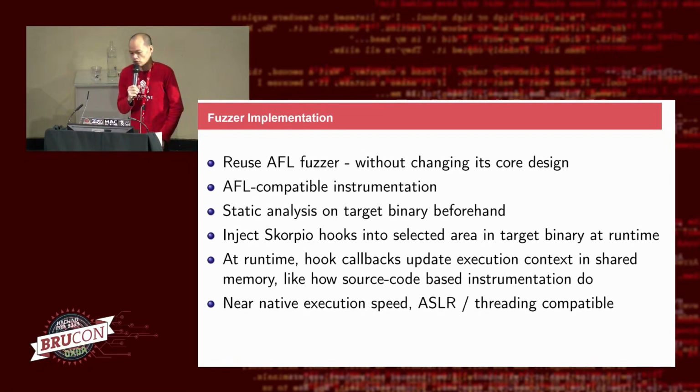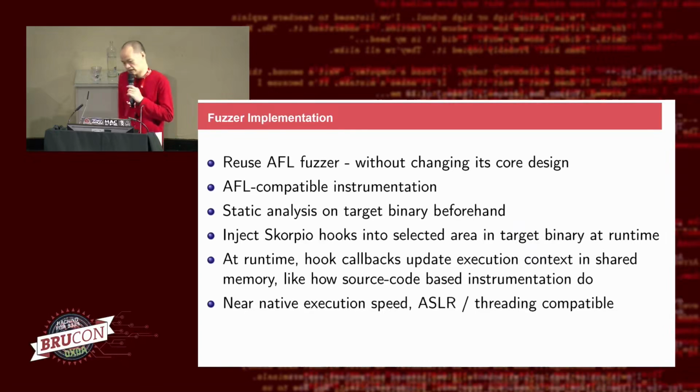The point about Scorpio is that we need to tell it where to instrument, right? So we need to fuzz a program, we have to perform static analysis for this program before we run the fuzzer. And after the static analysis step, we can locate where in the program we want to instrument, and we pass this information to Scorpio, so Scorpio can inject the hooks inside the program at runtime.